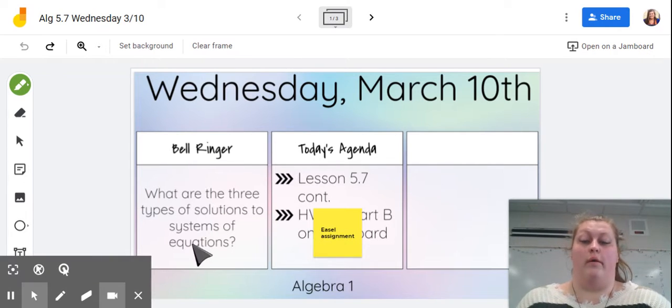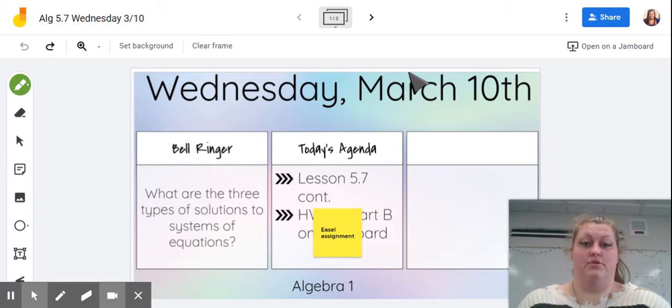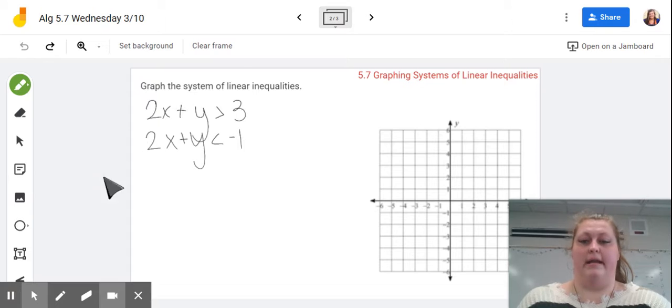Quick bell ringer: what are the three types of solutions to systems of equations? Remember in assignment 5.4, we talked about three different types of solutions. I have no solution, one solution, or infinitely many solutions. All right, let's go ahead and get started.